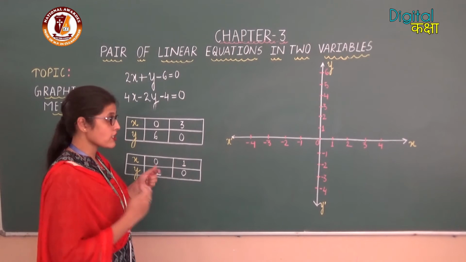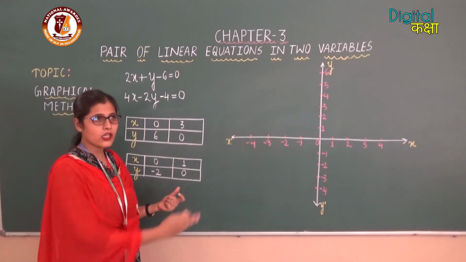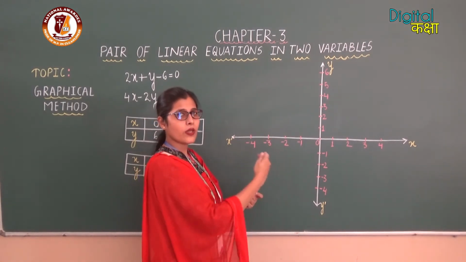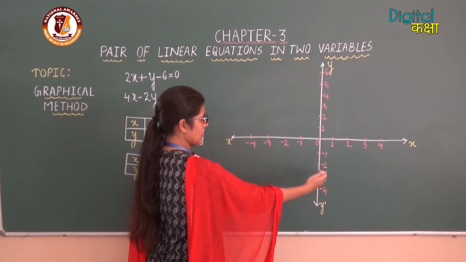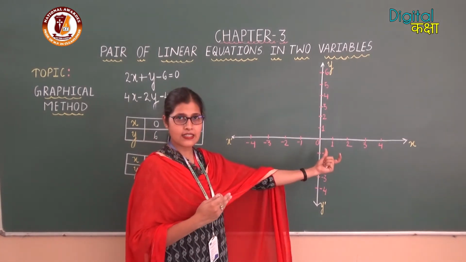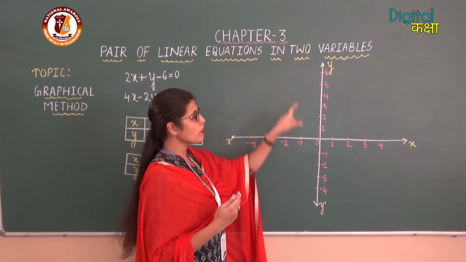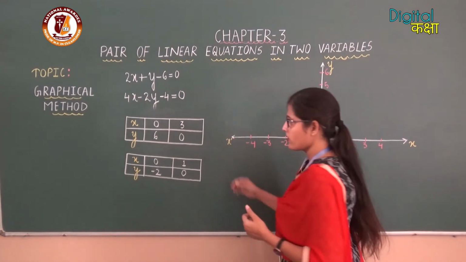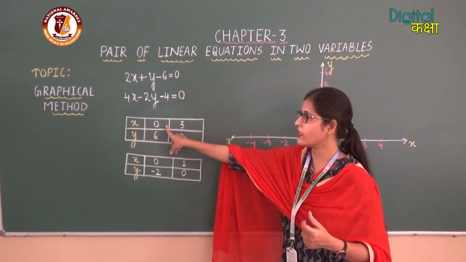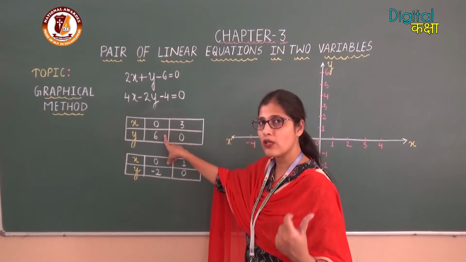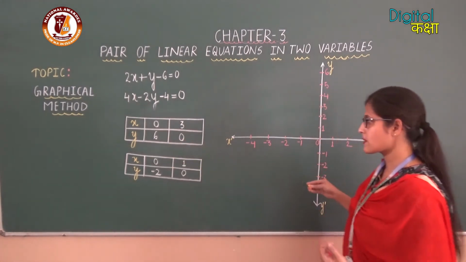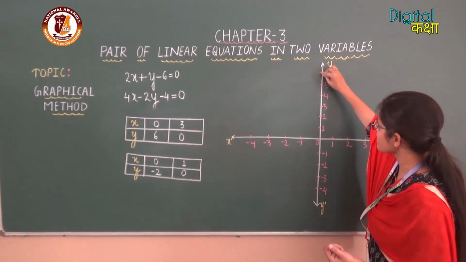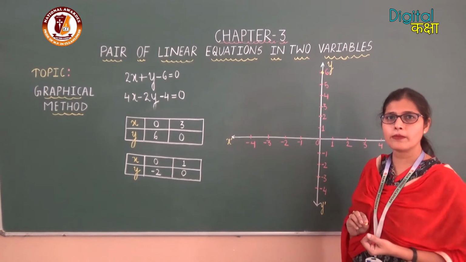Now, we will be plotting the values of x and y on the Cartesian plane. This is called the Cartesian plane, where we have 4 quadrants, and the horizontal axis is the x-axis and the vertical axis is the y-axis. So let us begin. In the first table, when the value of x is 0, the value of y is 6. So let us plot it. At x equals 0, the value of y will be positive 6. So it will be marked over here.